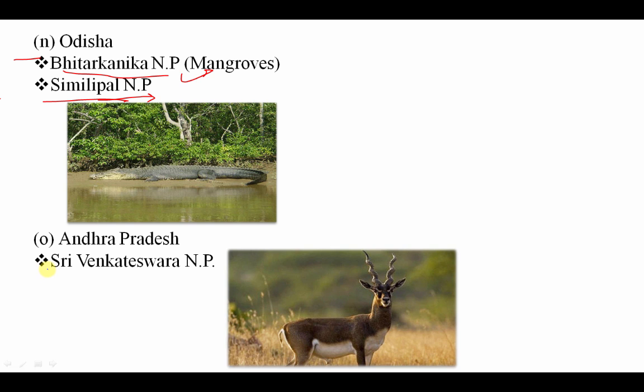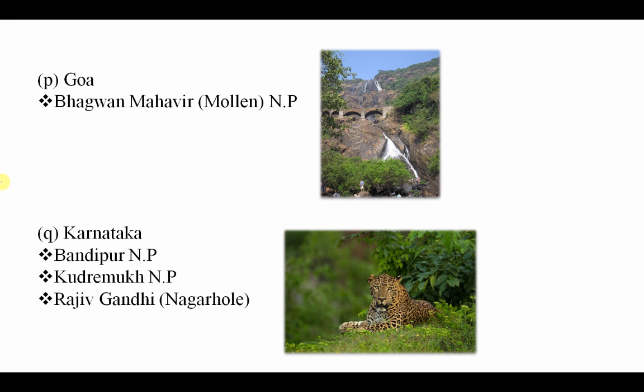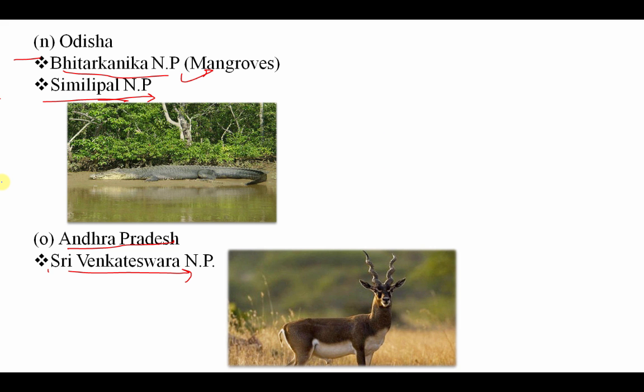Okay. Now Andhra Pradesh, you have Sri Venkateswara National Park. As everybody knows, this name is famous in Andhra Pradesh. So Sri Venkateswara National Park, Venkateswara Temple, all these things are important in Andhra Pradesh. Okay. So from Odisha only two are important. From Andhra Pradesh only Sri Venkateswara National Park is important.